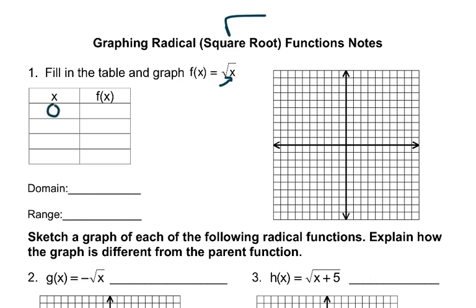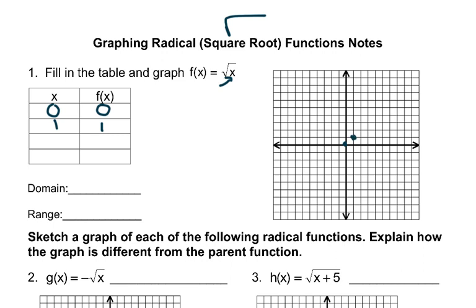The y value, so the square root of 0 is 0. And then I can plot this point. The next x value I'm going to pick is 1, and the square root of 1 is 1, so then I'm going to plot this point.